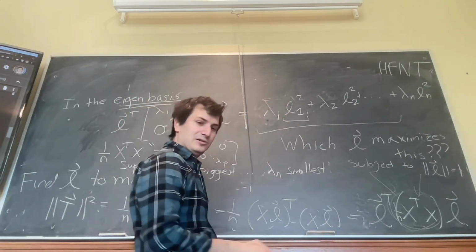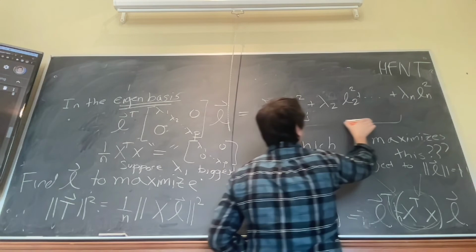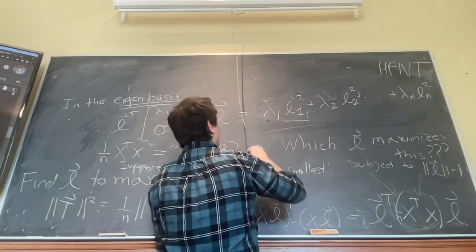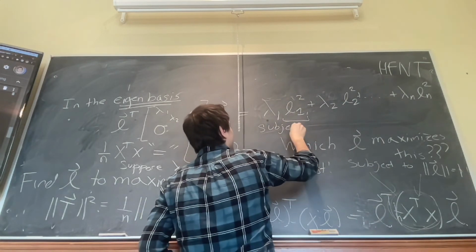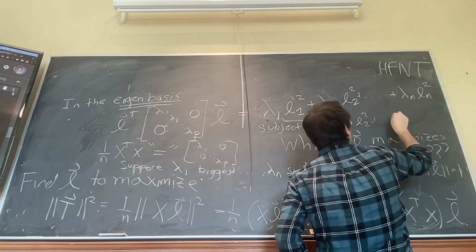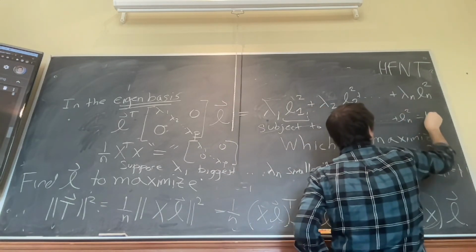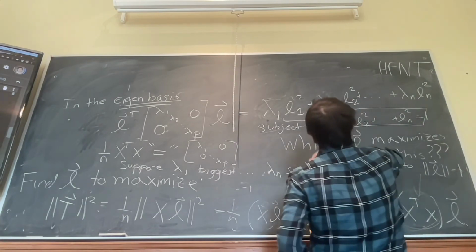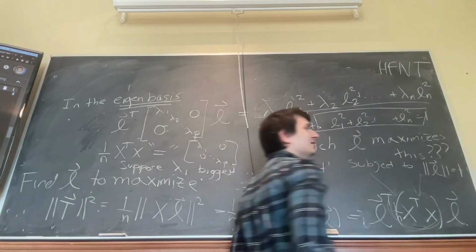So it's this, and if you want, you can say subject to L1 squared plus L2 squared all the way plus Ln squared has to be 1. The sum of the squares of the L's has to be 1, and you want to make this thing as big as possible. So what do you do?